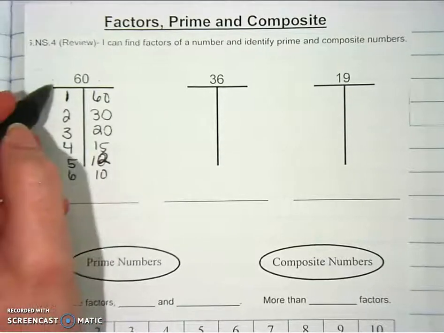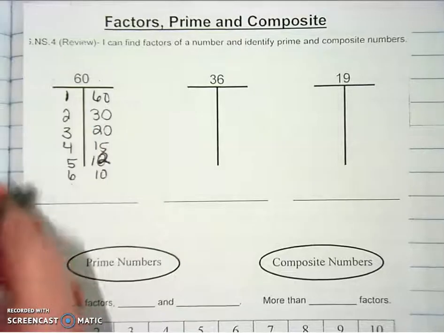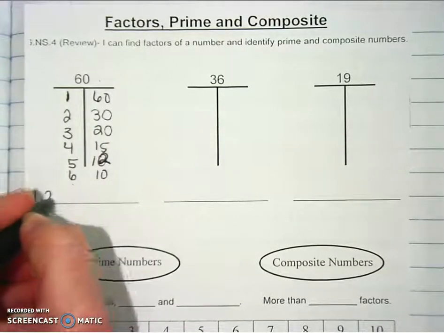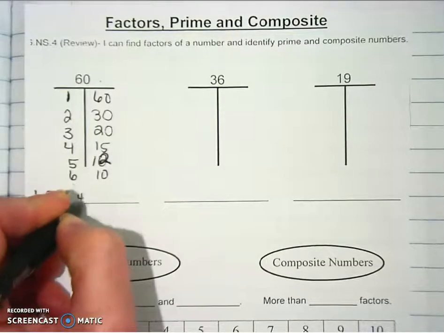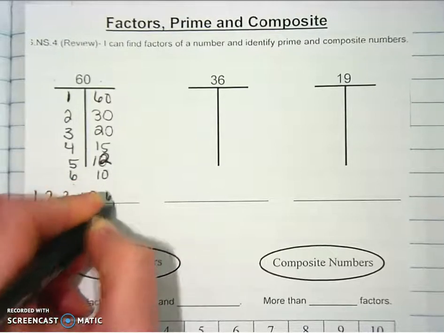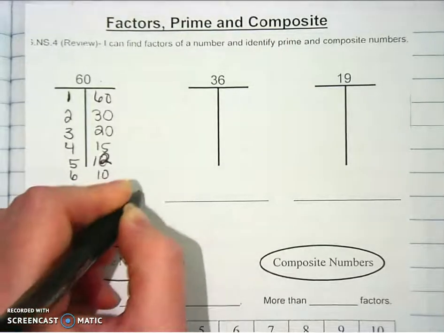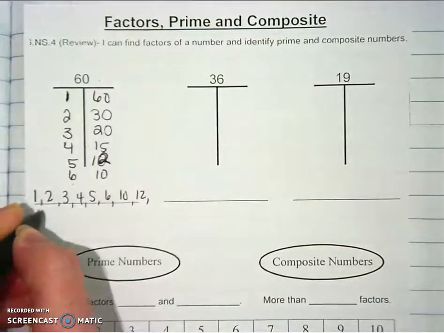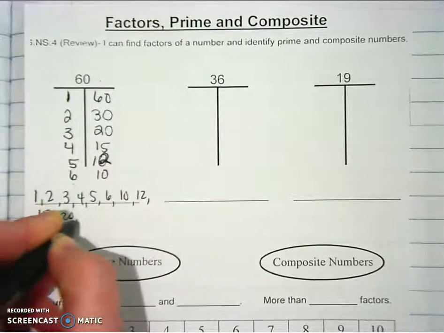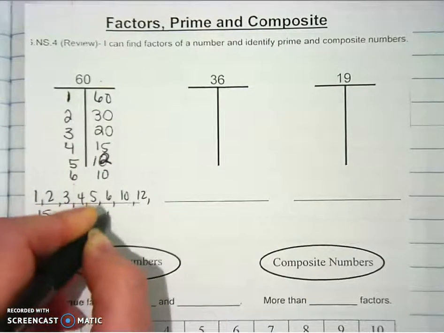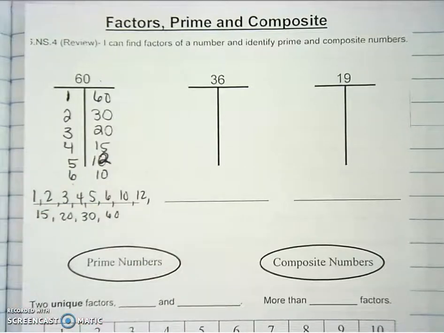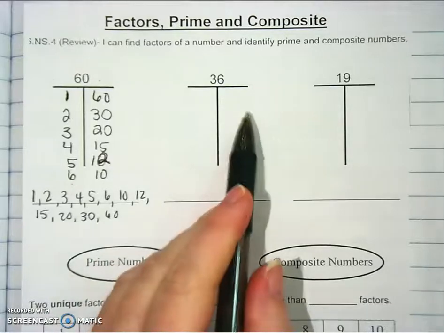And what you do is you're going to write them from least to greatest in order. So that's 1, 2, 3, 4, 5, 6, 10, 12, 15, 20, 30, and 60. And those are all the factors of 60. Okay, now we'll move on to 36.